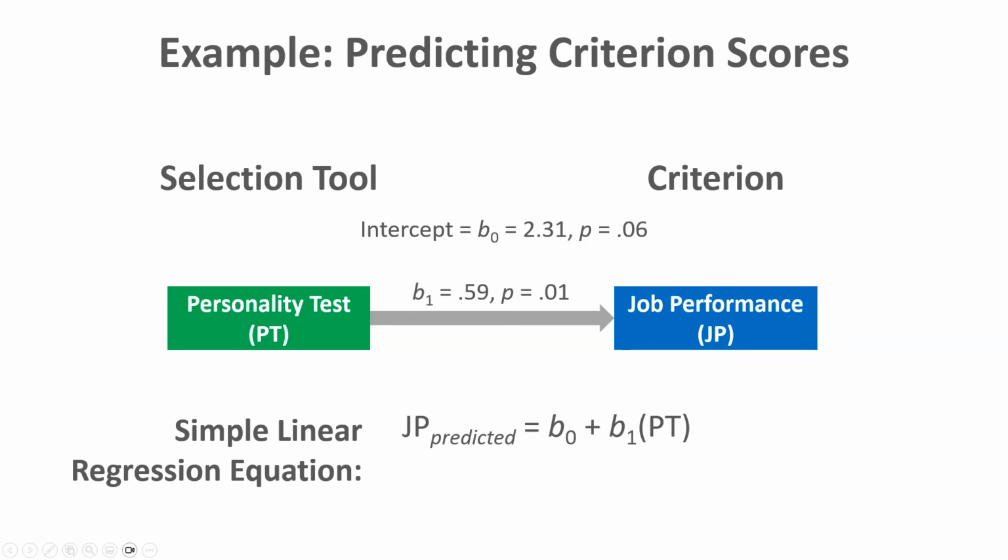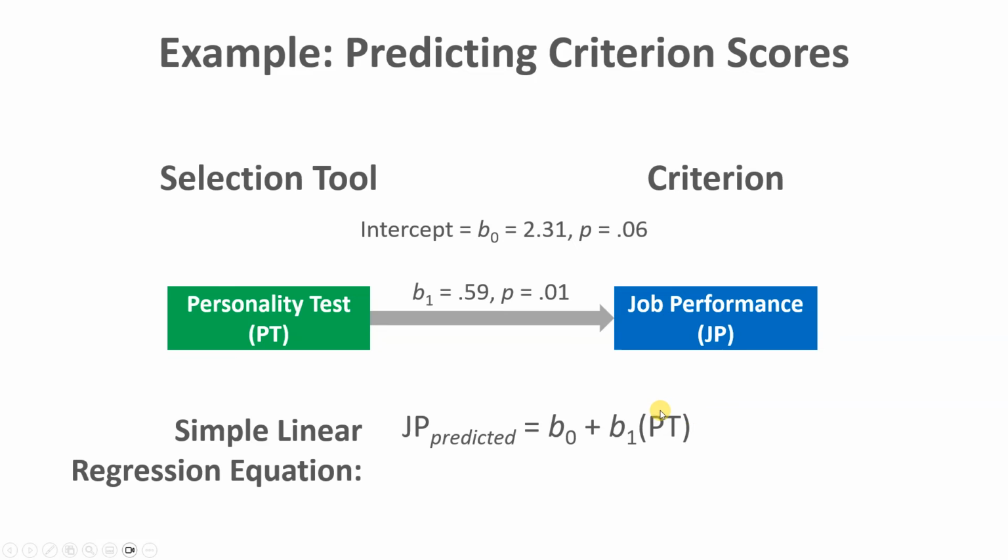So with our simple linear regression model, we can actually pull these coefficients out, extract them in order to create a simple linear regression equation. And in doing so, we can use the equation to predict future scores on our criterion of interest, which in this case is JP, or job performance. So here are our model coefficients again. The notation b sub 0 represents the model intercept, b sub 1 represents the regression coefficient that represents that association in this context between our selection tool predictor variable and our criterion outcome variable in our model.